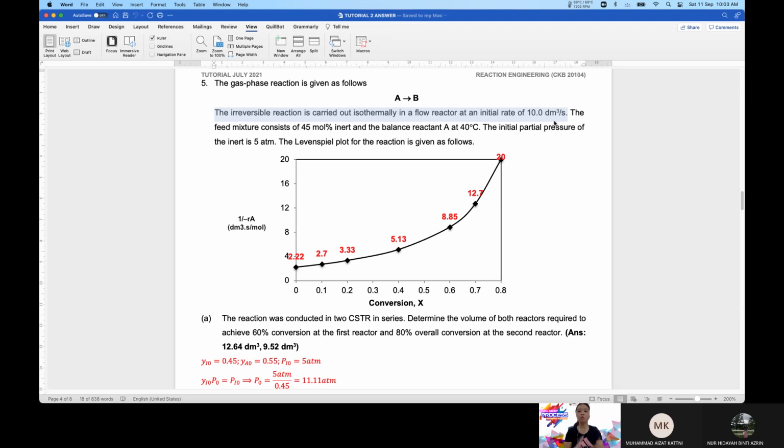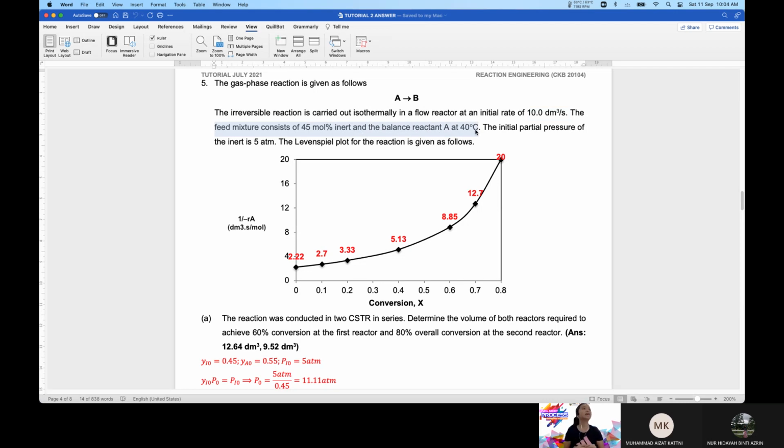Sebab again, kalau perubahan suhu pun, design reactor pun kena buat balik, sebab just because ada perubahan suhu. But we will consider that later. And the next one, dia kata initial rate 10 dm³ per second. So dia beri kita volume per masa, volumetric flow rate. So initial laju isi padu dia adalah 10. Okay, V0 10. The feed mixture consists of 45 mole % inert and the balance reactant at 40 Celsius.